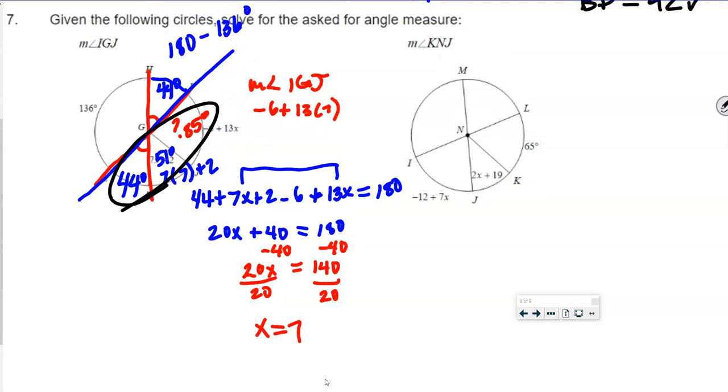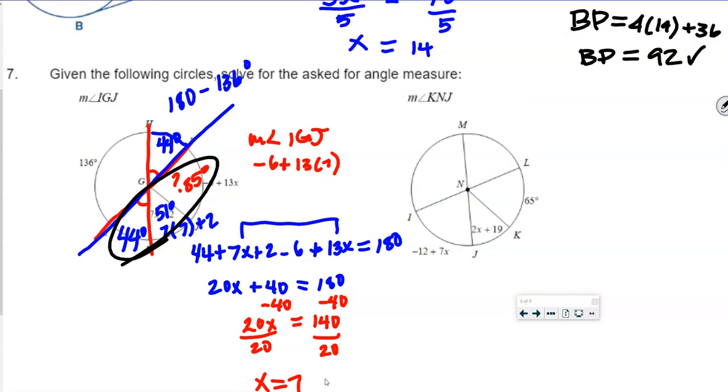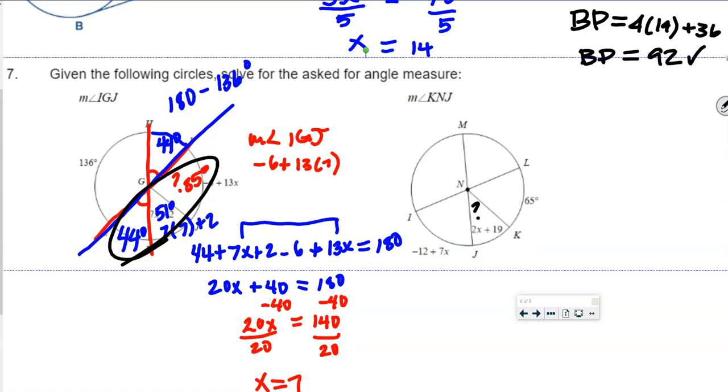Okay, so now let's look at this other one. We're looking for another angle, angle KNJ. J right there. Okay, so that's the angle we're looking for. So I'm going to put a question mark in there because that's what we're trying to find.